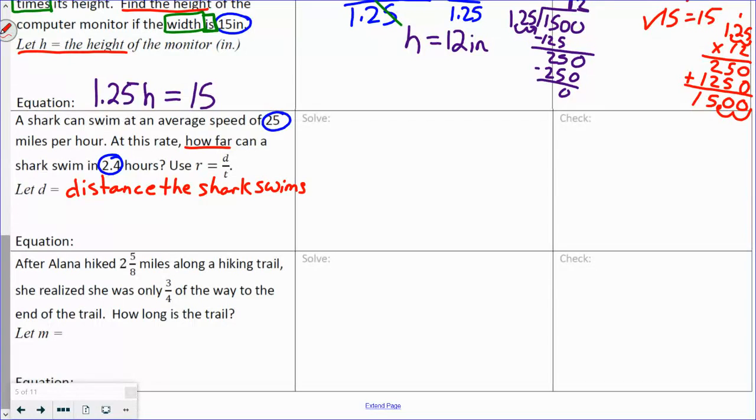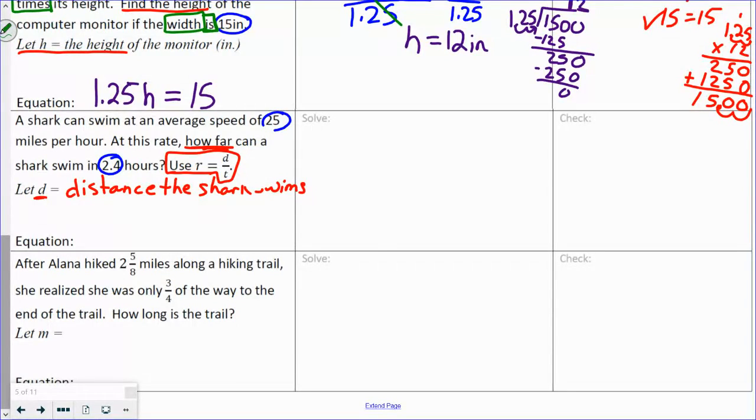Now, if you notice, they even gave us the equation here. All we need to do is figure out what is R and what is T, since we know we're trying to find the distance since it told us how far. Okay? Well, what's the key word that tells us that we are dividing?